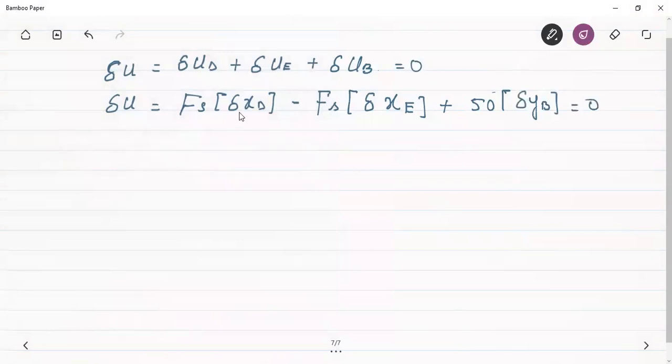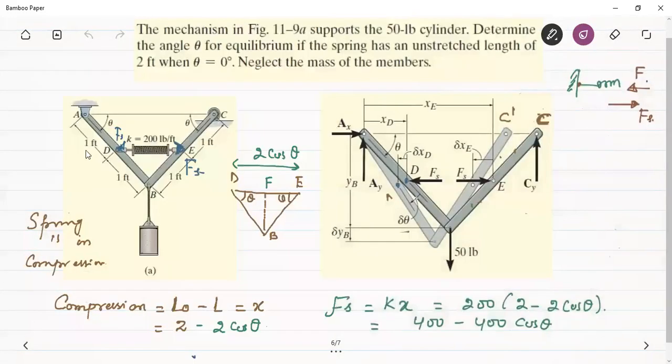Now we are interested in these few coordinates. We have to calculate the differential displacement of point D in the x direction. Therefore, we need the x coordinate of D. We also need the x coordinate of point E, and we also need the y coordinate of point B. So we can fix our coordinate system, that is, one of the fixed points has to be chosen as the origin of the Cartesian coordinate system. Therefore, this is to be fixed as the origin.